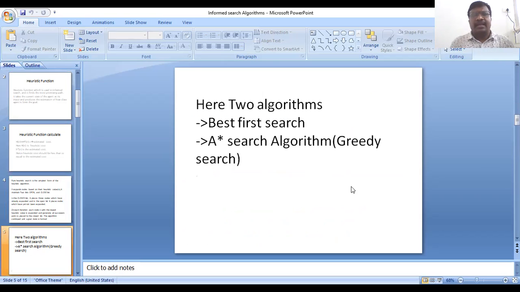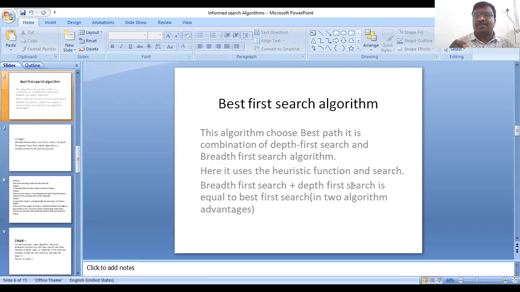And the next one. Here we are mentioning two algorithms: best first search and the A star search algorithm. That means greedy search. The first one is best first search, and the next one is the A star search algorithm. Next, what is the best first search algorithm in artificial intelligence?